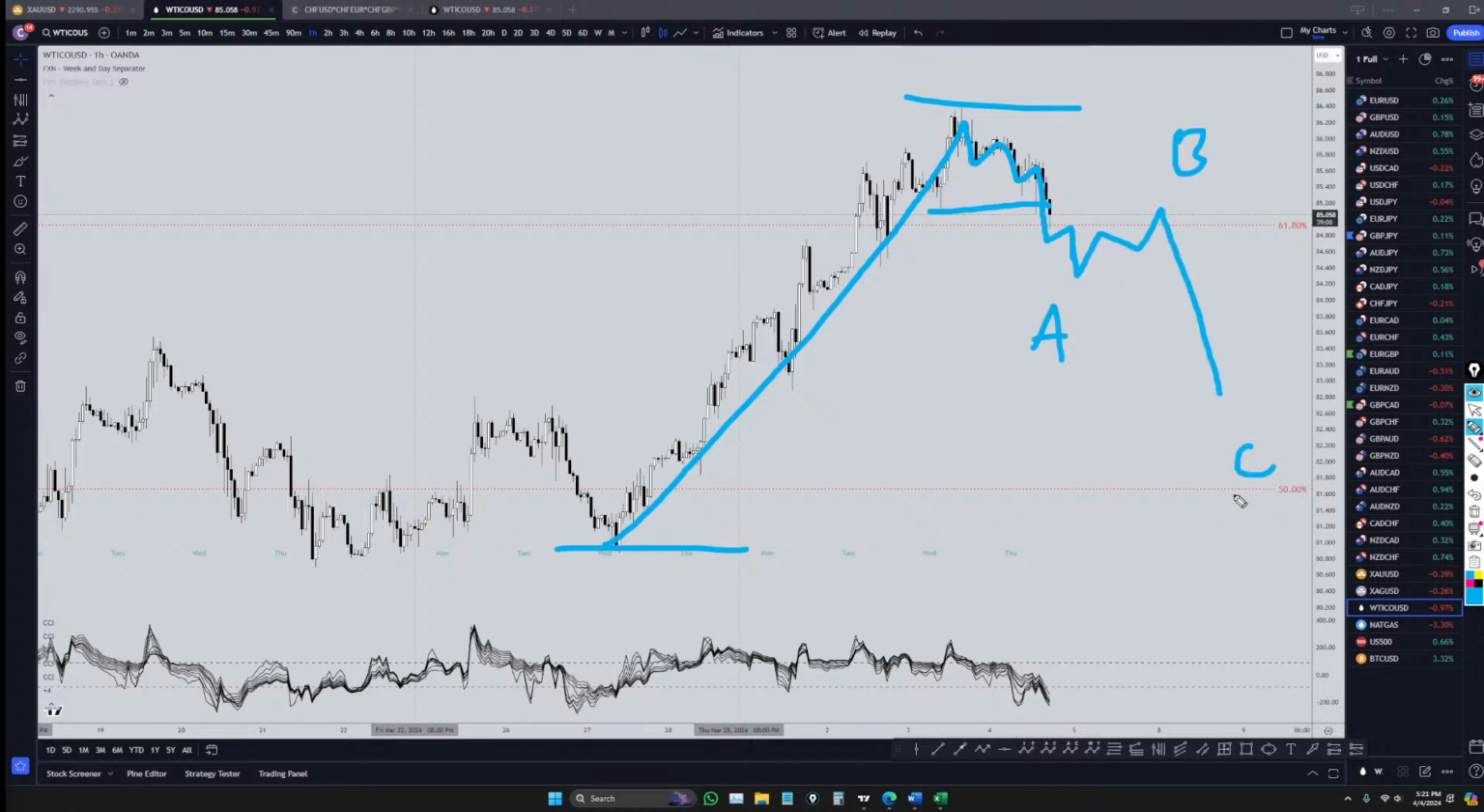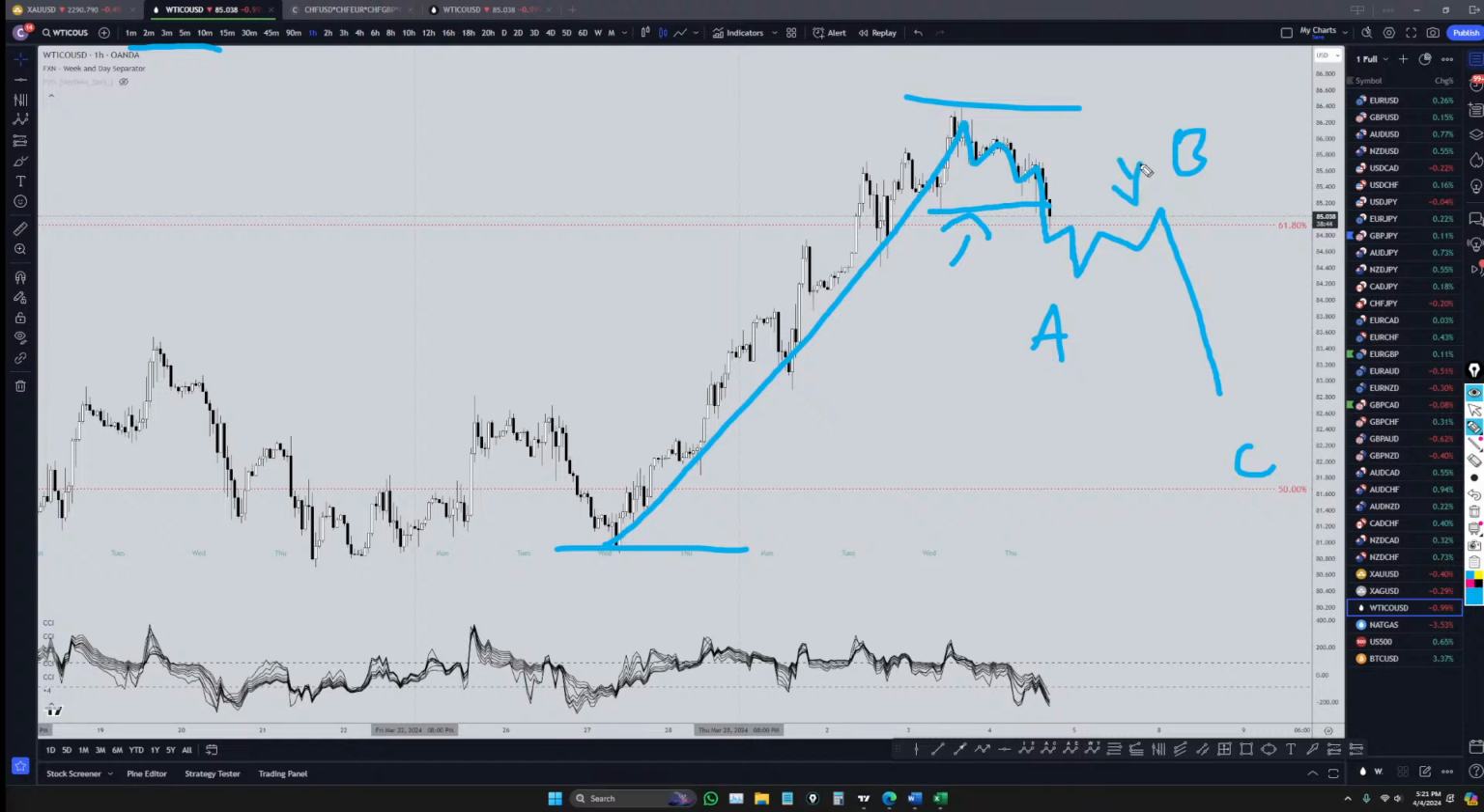So yeah, definitely looking for longs primarily, but like Ben you said, now that we got a break of structure, you could definitely, especially if you trade on the shorter time frames, you could definitely be looking for shorts, especially at the end of a wave B.